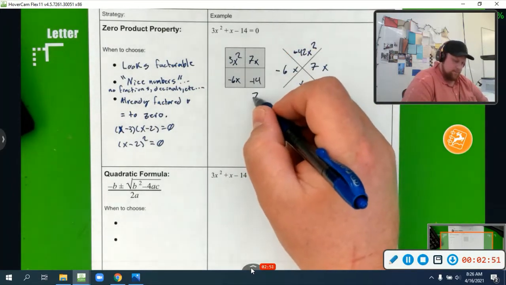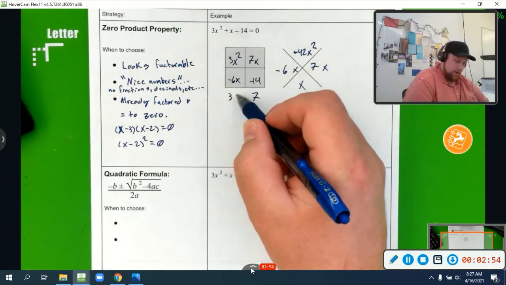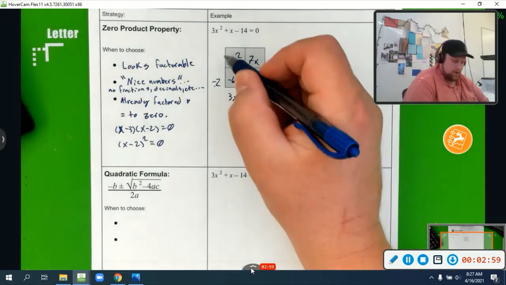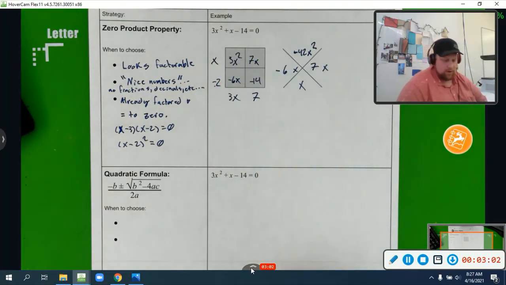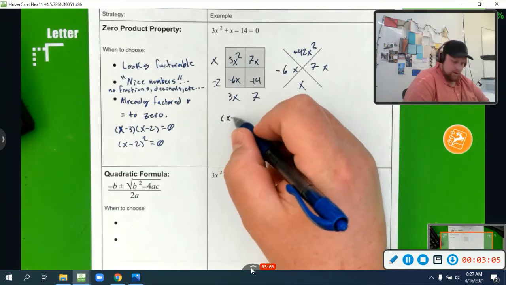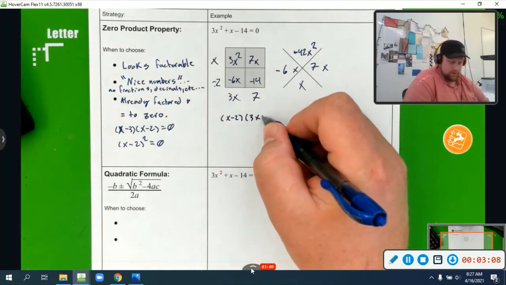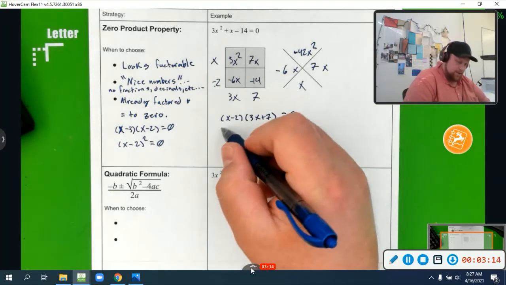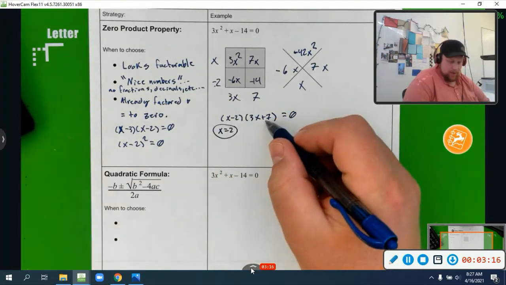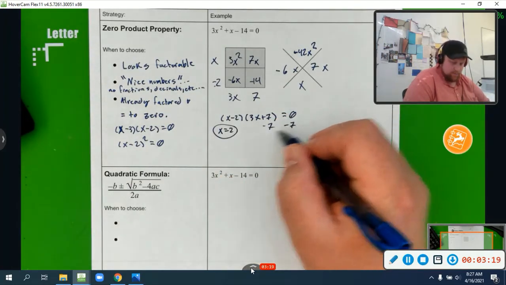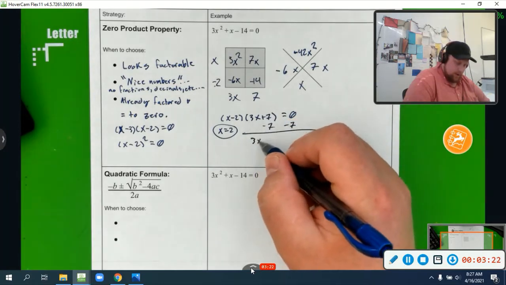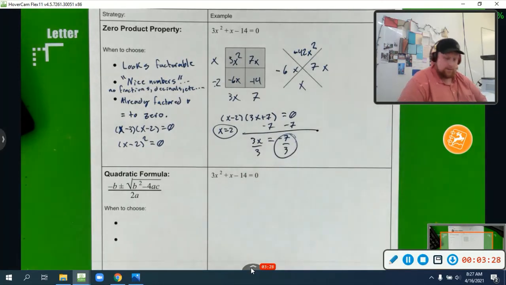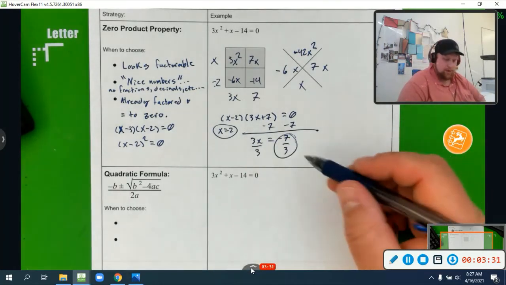I'm going to pull out a 7. Here I can pull out a 3x, and then times negative 2 is negative 6x, which works. Negative 2 times 7 is negative 14. And then x times 3x is 3x squared. So what do I end up with? x minus 2 times 3x plus 7 equals 0. And then we solve. We know for this one, x is just going to equal 2. We need to solve this one out. So minus 7, I'm going to have 3x equals negative 7, divide by 3, boom. x equals negative 7/3. So we have x equals 2 and negative 7/3.